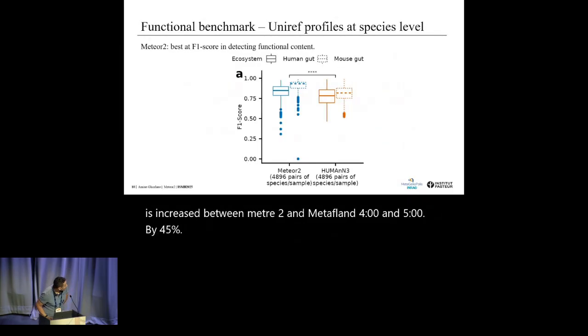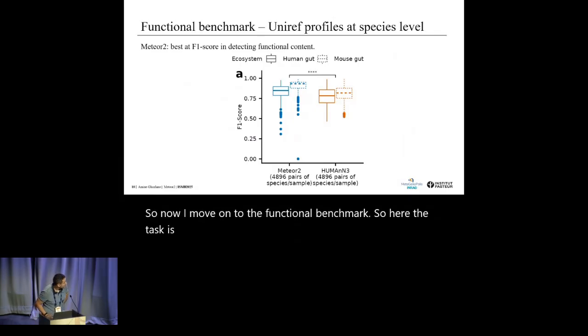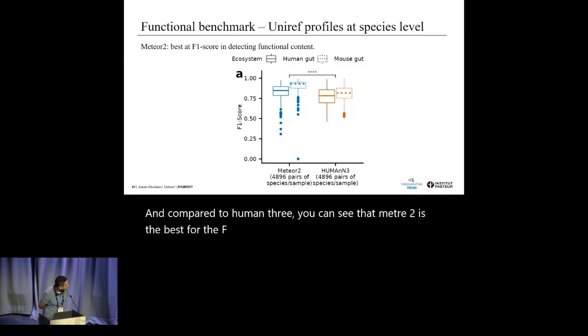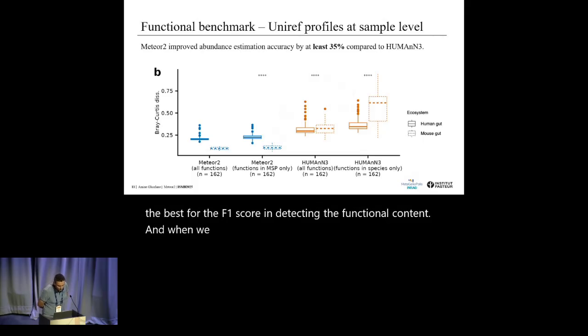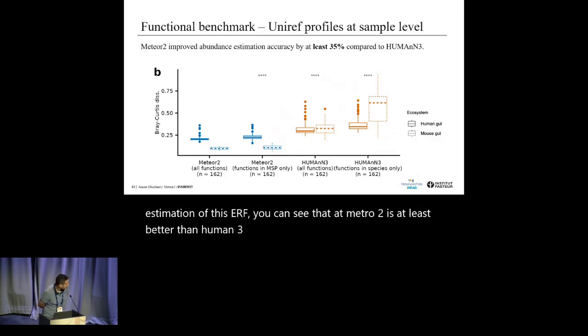So now I move on to the functional benchmark. Here the task is basically to find the UniRef profile at the species level from our gold standard. And compared to HUMAnN 3, you can see that Meteor2 is the best for the F1 score in detecting the functional content. And when we look at the sample level for the abundance estimation of these UniRef, you can see that Meteor2 is at least better than HUMAnN 3 by 35%.